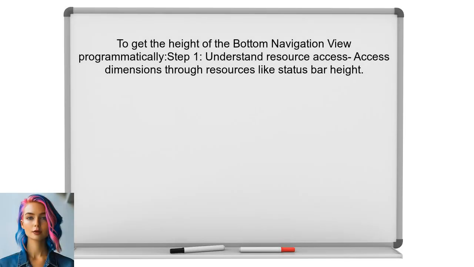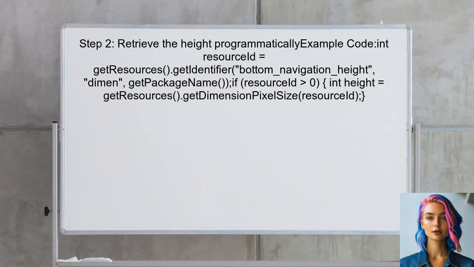To get the height of the bottom navigation view programmatically, the user should first understand that the height can be accessed through the resources. This is similar to how the user retrieves the status bar height. Next, the user can retrieve the height of the bottom navigation view by using the getResources method. This allows the user to get the dimension without hard-coding the value.